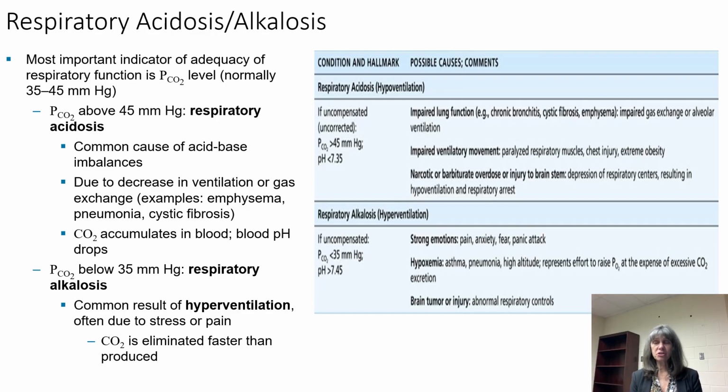Conversely, if partial pressure of carbon dioxide goes below 35 millimeters of mercury, now there's not enough, and now that individual will experience respiratory alkalosis. Usually the most common cause of respiratory alkalosis is a person hyperventilating, often when that individual is experiencing stress or pain, having a panic attack or anxiety. And it could be due to brain tumor or injury where there's damage to respiratory controls. But again, the most common cause of respiratory alkalosis is usually hyperventilation.